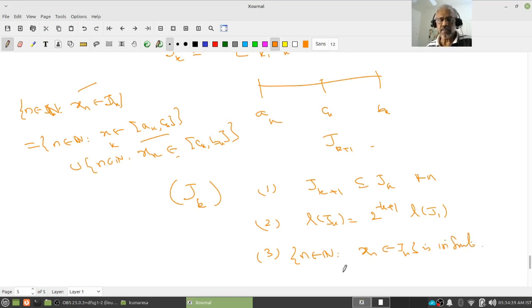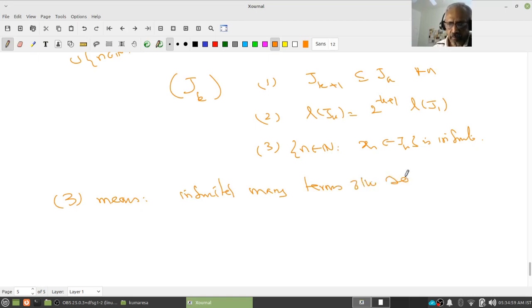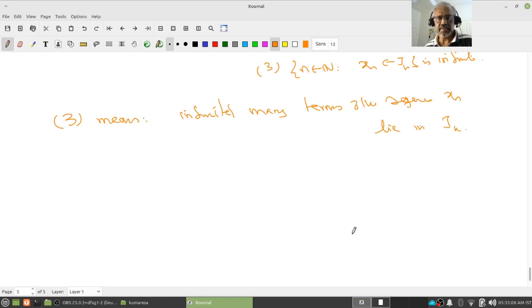So notice that the third, what is the intuitive way of saying? Infinitely many terms xn lie in the interval Jk. Okay, please understand. 3 means infinitely many terms of the sequence xn lie in Jk. Is that all right? Okay, now we are ready. See, now therefore Jk is a sequence of nested intervals, so apply nested interval theorem.